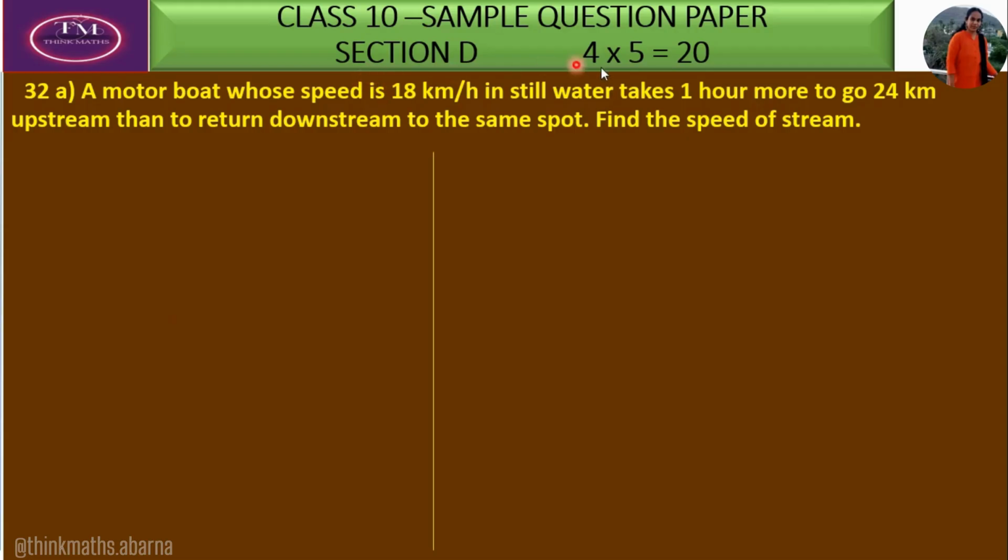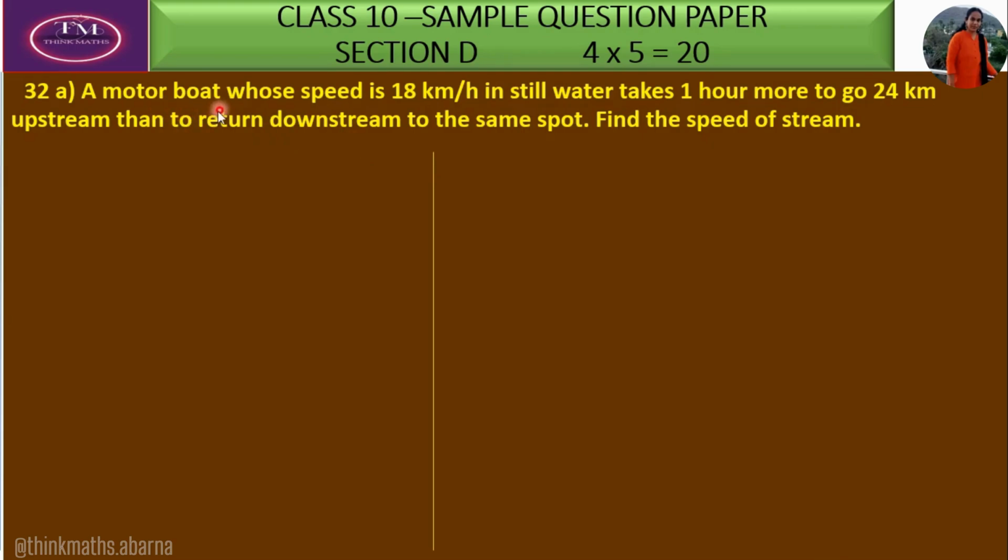In section D, we have 4 questions, 4 into 5, 20 marks. The first one is the 32nd question, first part. You can answer either A or B. B is on the next page. First, let us see the solution for A. A motorboat whose speed is 18 km per hour in still water takes 1 hour more to go 24 km upstream than to return downstream to the same spot. Find the speed of the stream. We have to find out the speed of the stream.